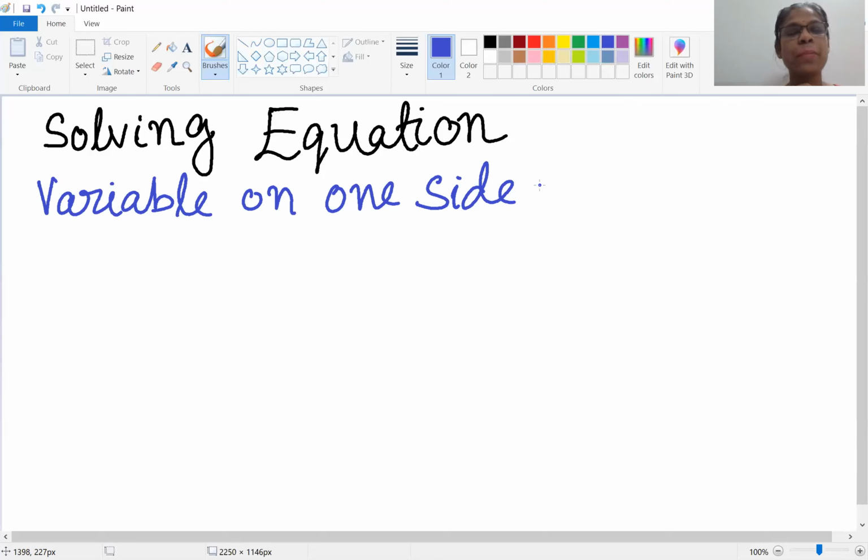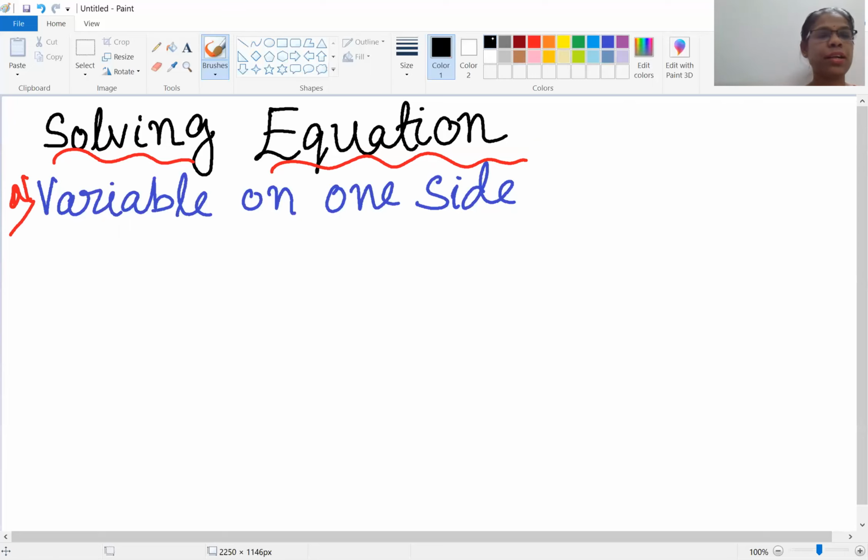Moving further to this topic, now we will learn how to solve these linear equations. Under this subtopic, there are a few conditions for the linear equation. My first condition is that the variable is on only one side, either the right hand side or the left hand side.